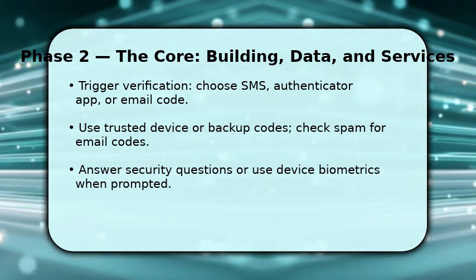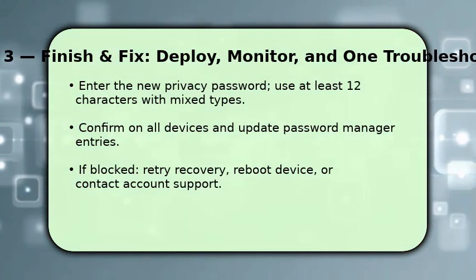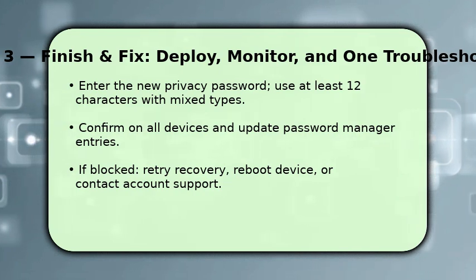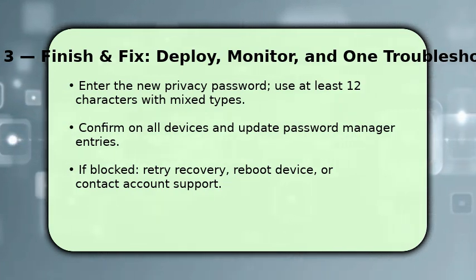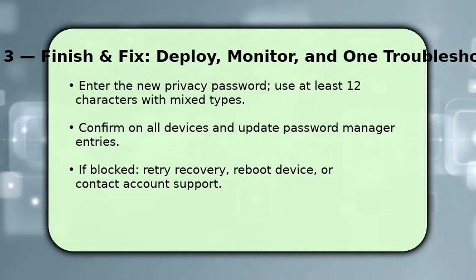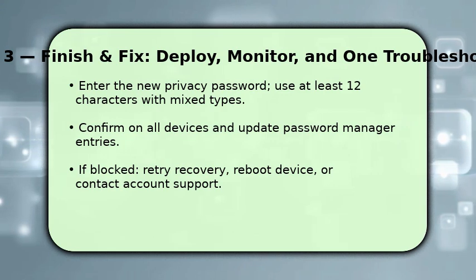After verification, you can set or enter the new privacy password. Type it slowly and use at least 12 characters with uppercase, lowercase, numbers, and symbols for strength. Once saved, make sure to confirm the change on linked devices and update your password manager so you don't lose access. Test by locking and unlocking the feature immediately.